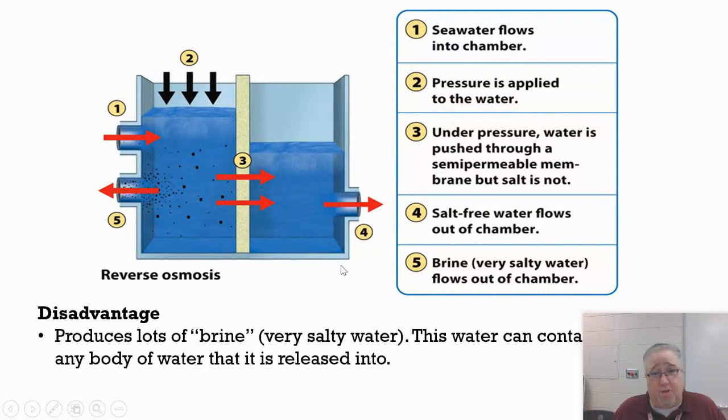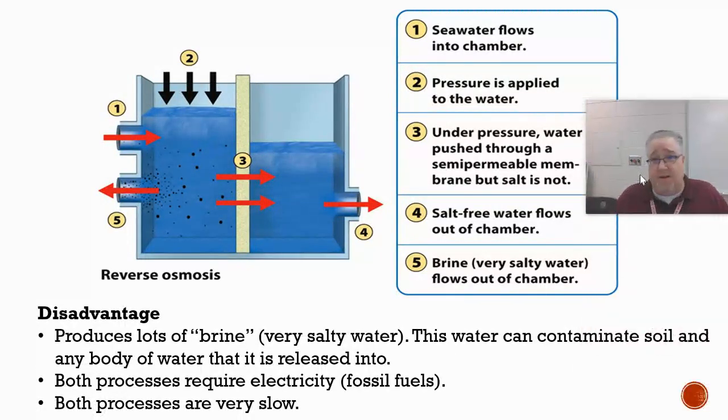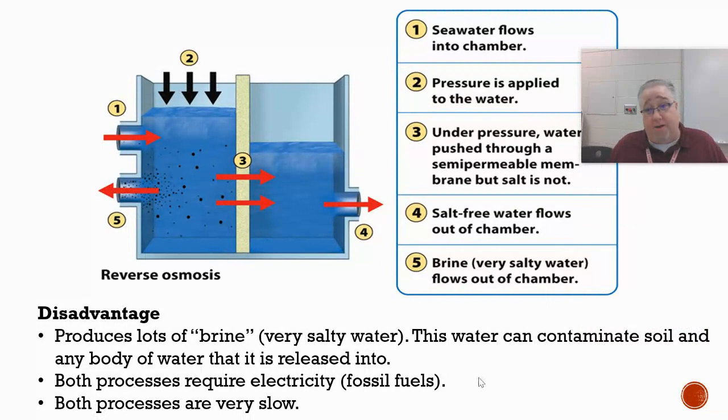The issues with both of these processes are, one, they both require electricity, so they require fossil fuels. Another thing is that they're really, really slow. It's not like you can produce a ton of fresh water quickly doing this. This is a very slow process, and it takes a long time for this to occur.